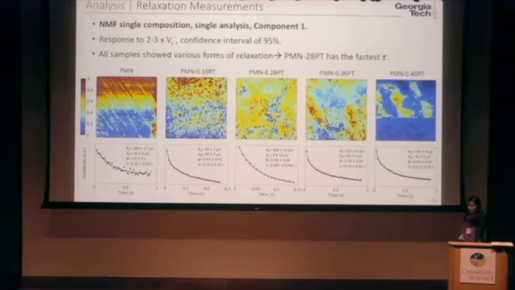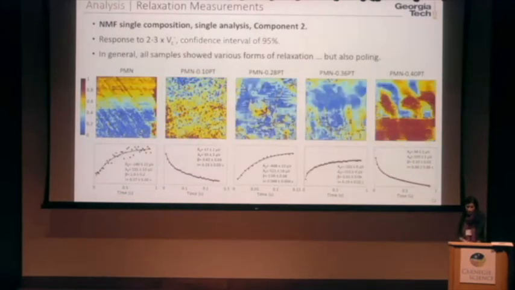If I look at even the second component, and regardless of the fact that some of them are going to be poling and some of them are going to be relaxation, the tau is still the smallest in the PMN 28 PT. And in fact, it's almost exactly an order of magnitude smaller with respect to the tetragonal composition.